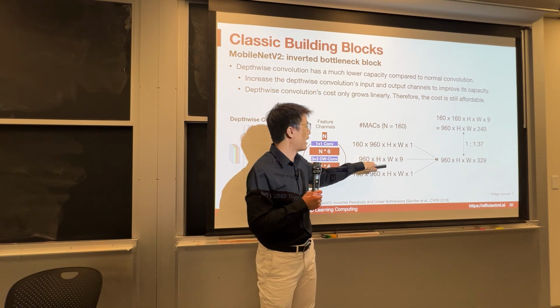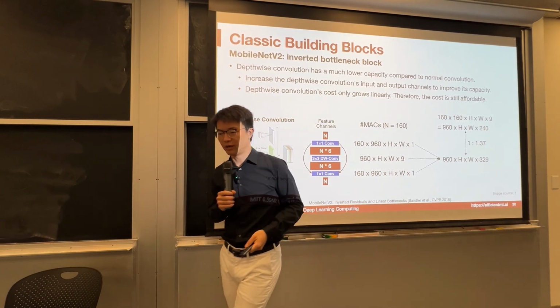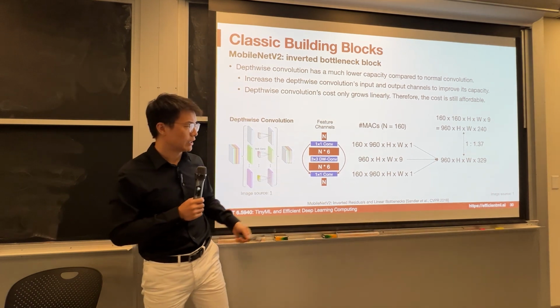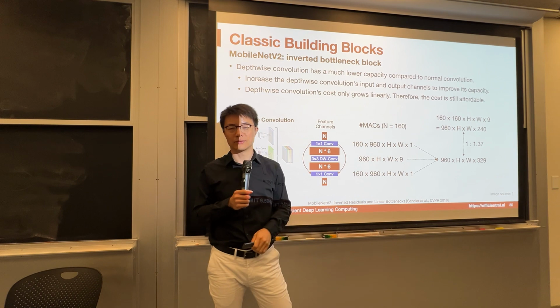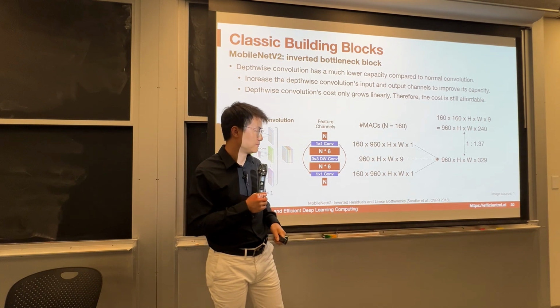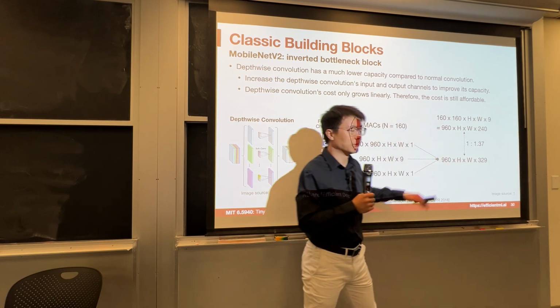So the number of MACs is just 960 times H and W times 9, since we have a 3x3 convolution. Finally, we project the number of channels from 960 back to 160, times H and W. Altogether, this is the amount of compute.